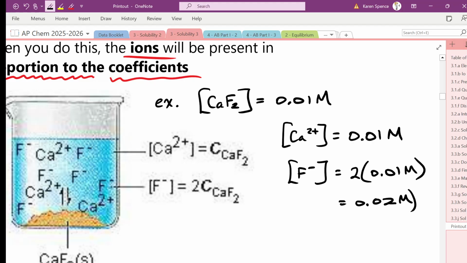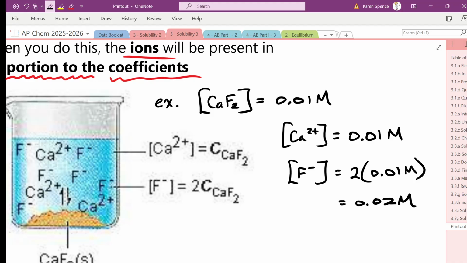And that is true anytime you dump and stir, because where are the ions coming from? They're coming from that solid. But there's another way to make saturated solutions. Yes, sorry.